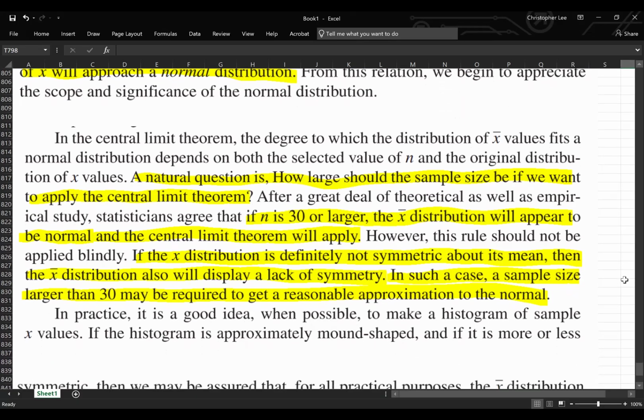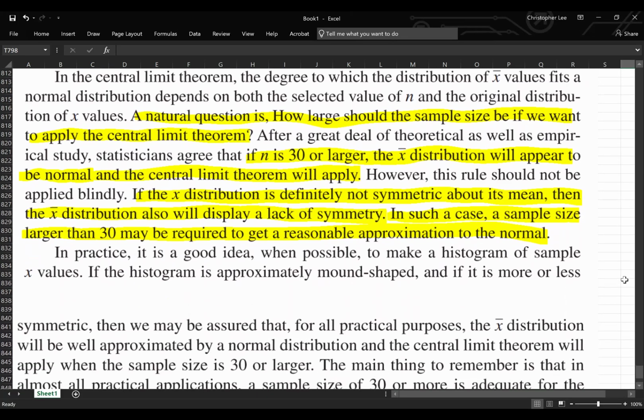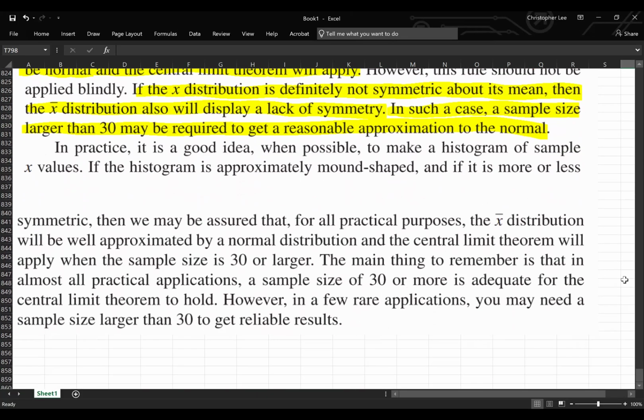Anyway, in practice, it is a good idea when possible to make a histogram of sample X values. If the histogram is approximately mound shaped and more or less symmetric, then we may be assured that for all practical purposes, the X bar distribution will be well approximated by a normal distribution and the central limit theorem will apply when the sample size is 30 or larger.